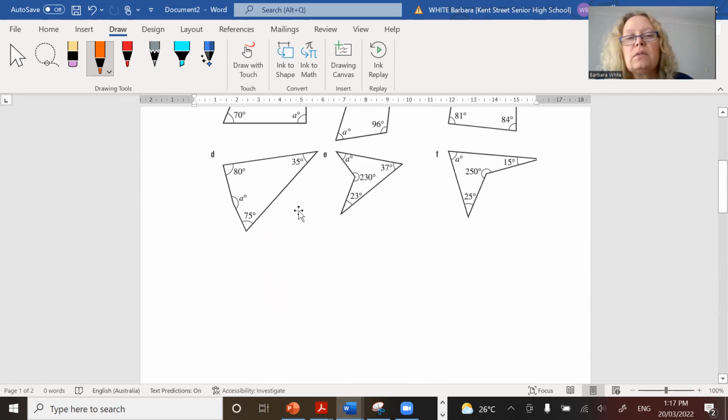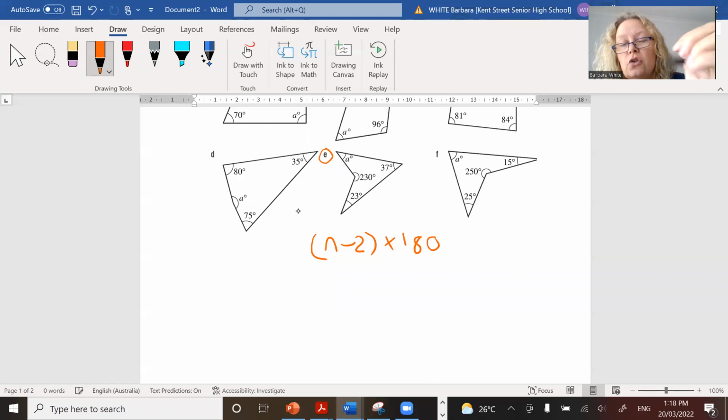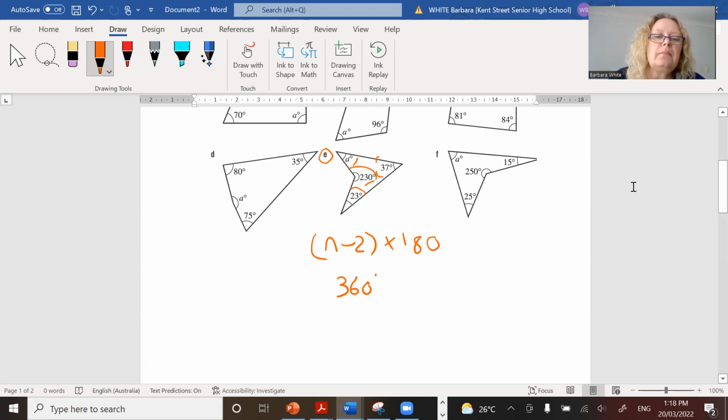I want to have a quick look at this one at 4E. You know that the sum of the interior angles of any polygon is the number of sides, take away 2, times 180. So this has 4 sides, take away 2, 2 times 180, that's 360. So the sum of all the angles is 360. You know this one, you know this one, you know this one. You can find the missing one like that. Easy enough.